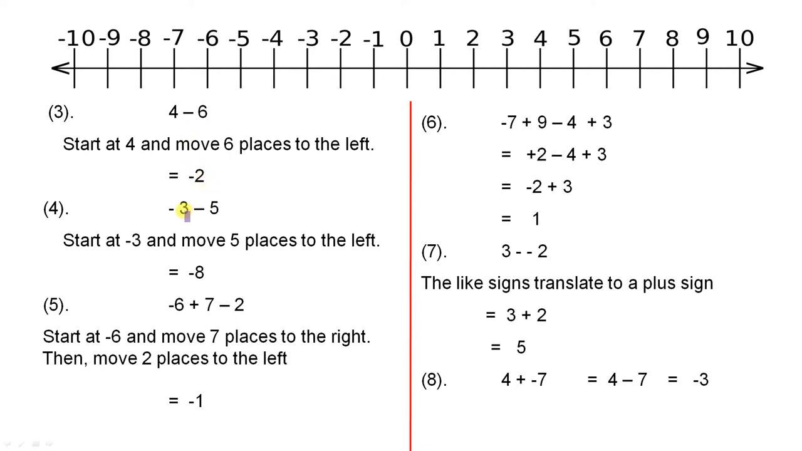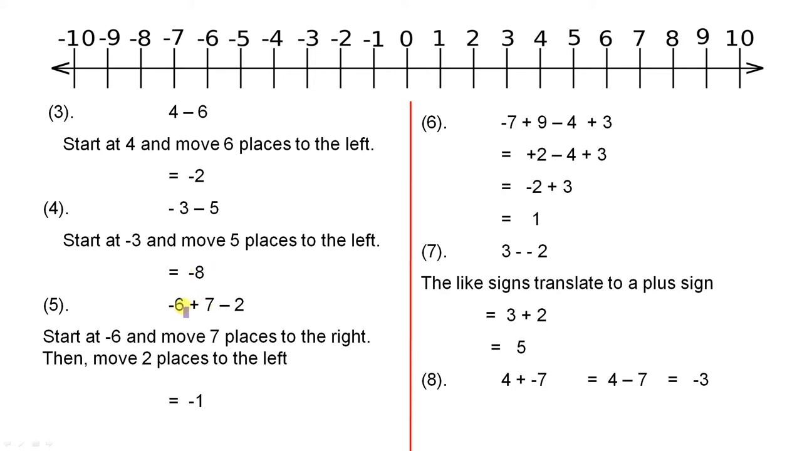For the next one, minus 3 minus 5. Start at minus 3, which is here, and move 5 places to the left because of the subtraction. So there's minus 3. Let's move 5 places to the left. 1, 2, 3, 4, 5. And the answer is minus 8.